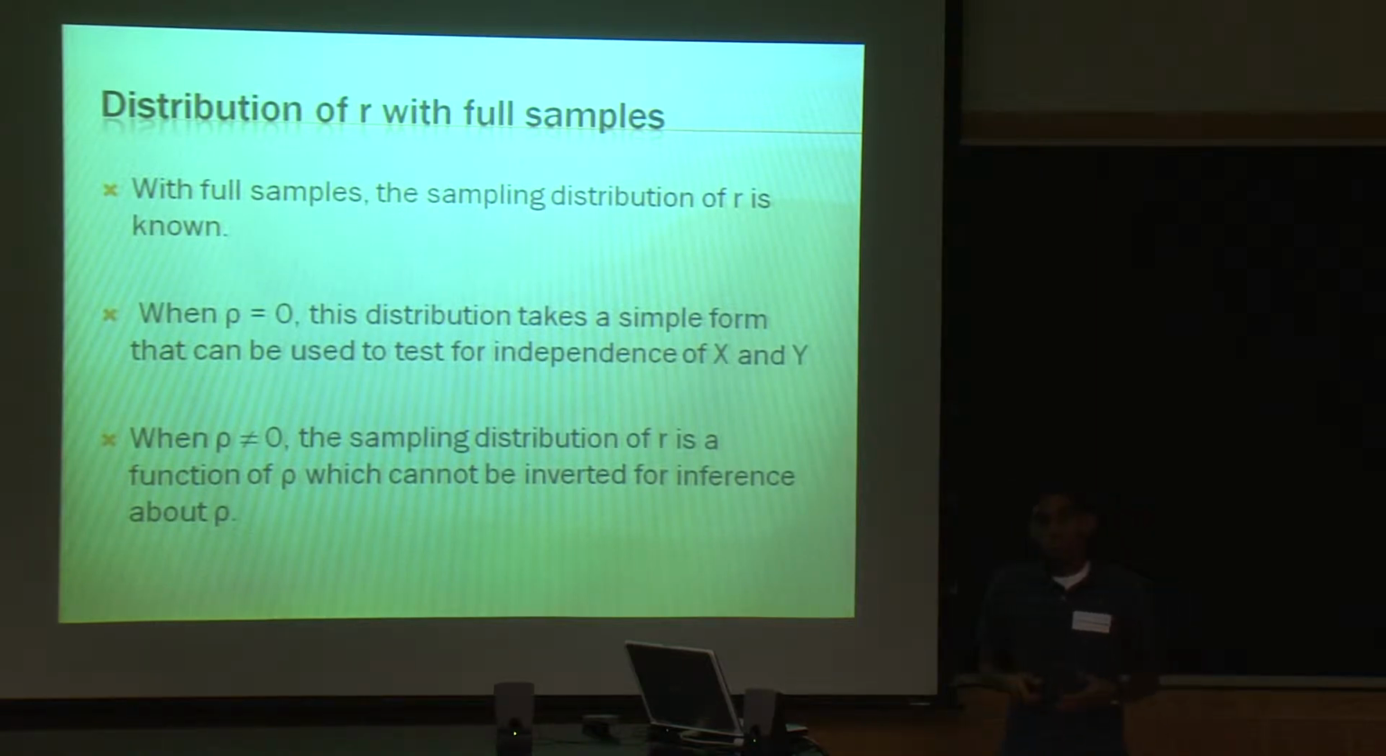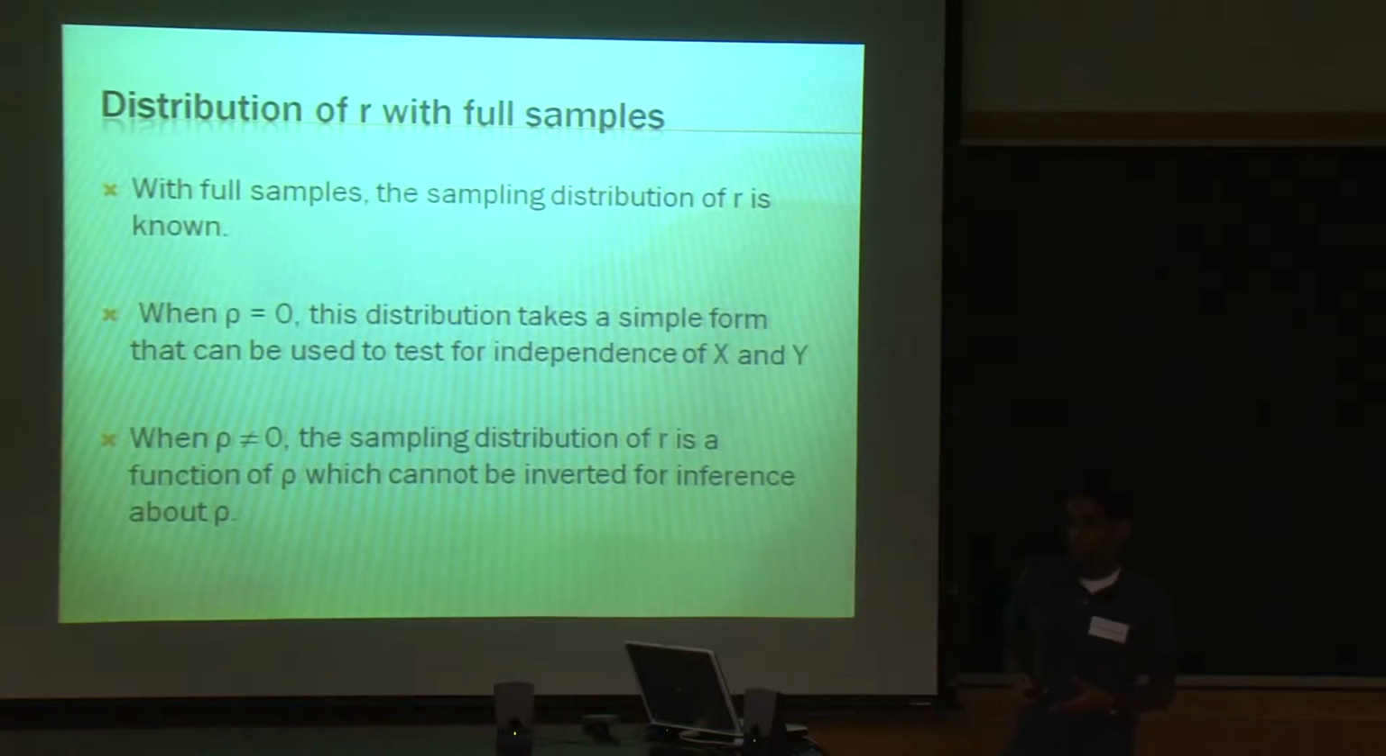When we look at the distribution of r in full sample cases, we see that it is known. When rho is equal to 0, this distribution takes a simple form and is frequently used to test for the independence of x and y. However, when rho is not equal to 0, the distribution is actually a function of rho, and therefore we cannot use it for inference on rho.